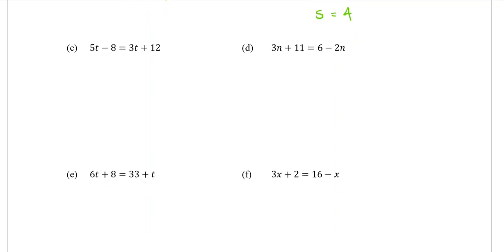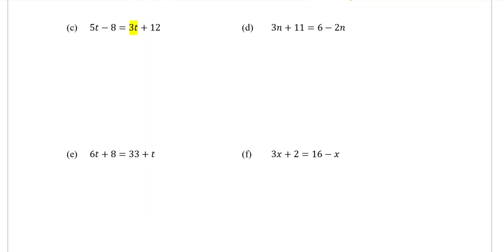Moving on to C. Again, the letters that are on the right-hand side, we want to get them over to the left-hand side. So the opposite of a 3t is to subtract 3t. Get rid of those ones on the right side there. 5t take away 3t. 5 take away 3 is 2t. We still have the negative 8, and it's equal to 12 because the 3t's there have disappeared.